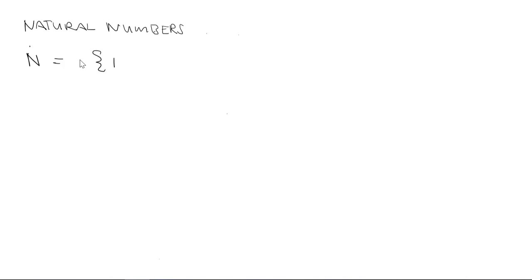The first one is the set of natural numbers. Natural numbers are used for counting. These include 1, 2, 3, 4, etc. The set of natural numbers is denoted by the letter N. It's a capital N. So the set of natural numbers is equal to 1, 2, 3, etc.